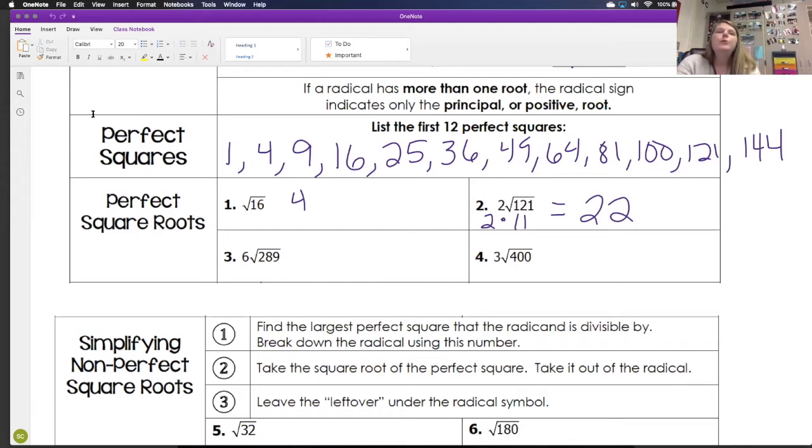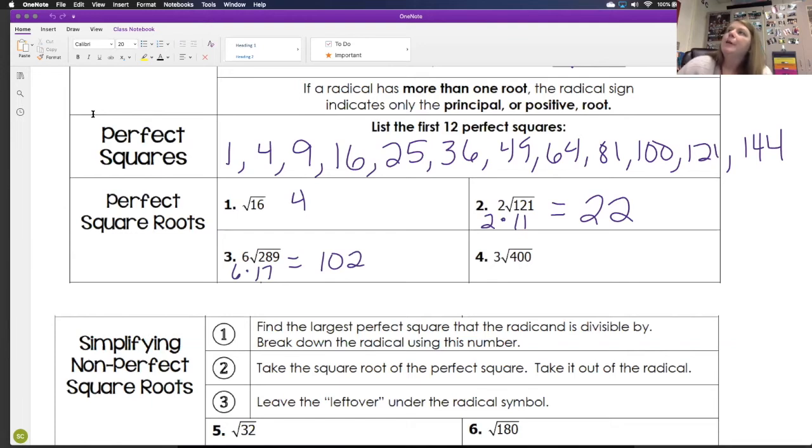The square root of 289. It is a perfect square. It is in your list. So I'll give you a moment if you want to go back to your list of perfect squares. But it is a perfect square. What is the square root of 289? It's 17. And then we want to take 17 and multiply it by 6. 6 times 17 is 102.